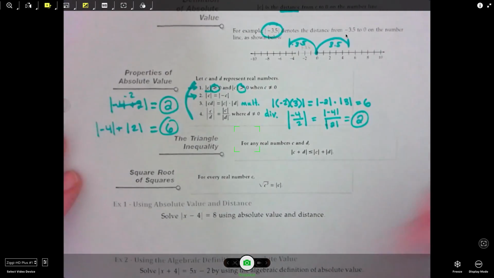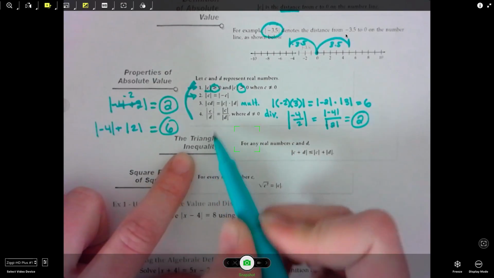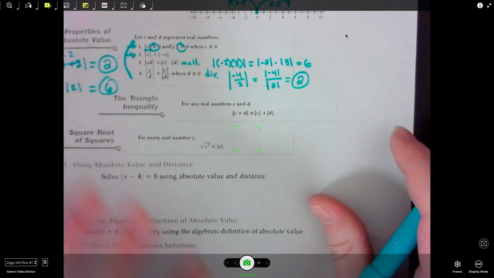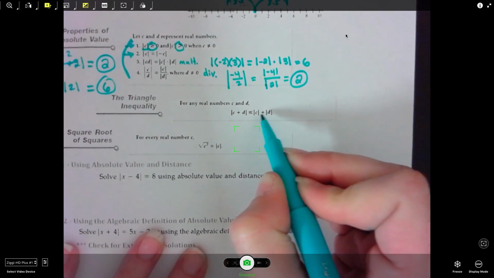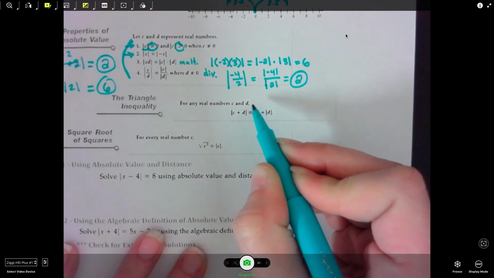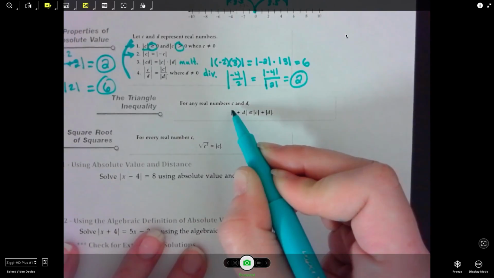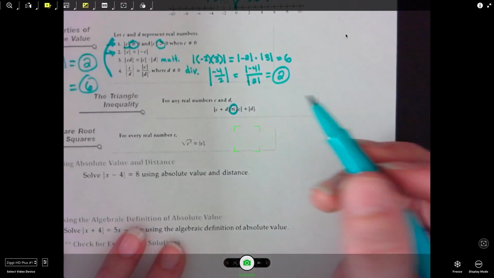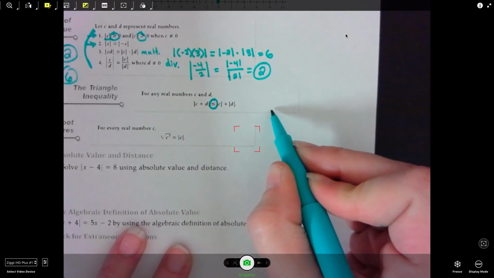The triangle inequality is illustrating this addition property. It's saying that if I take the absolute value of two pieces individually and combine them into one absolute value, it's not going to be equal. It's going to have this relationship. They call that the triangle inequality. Here's what the triangle inequality illustrates.